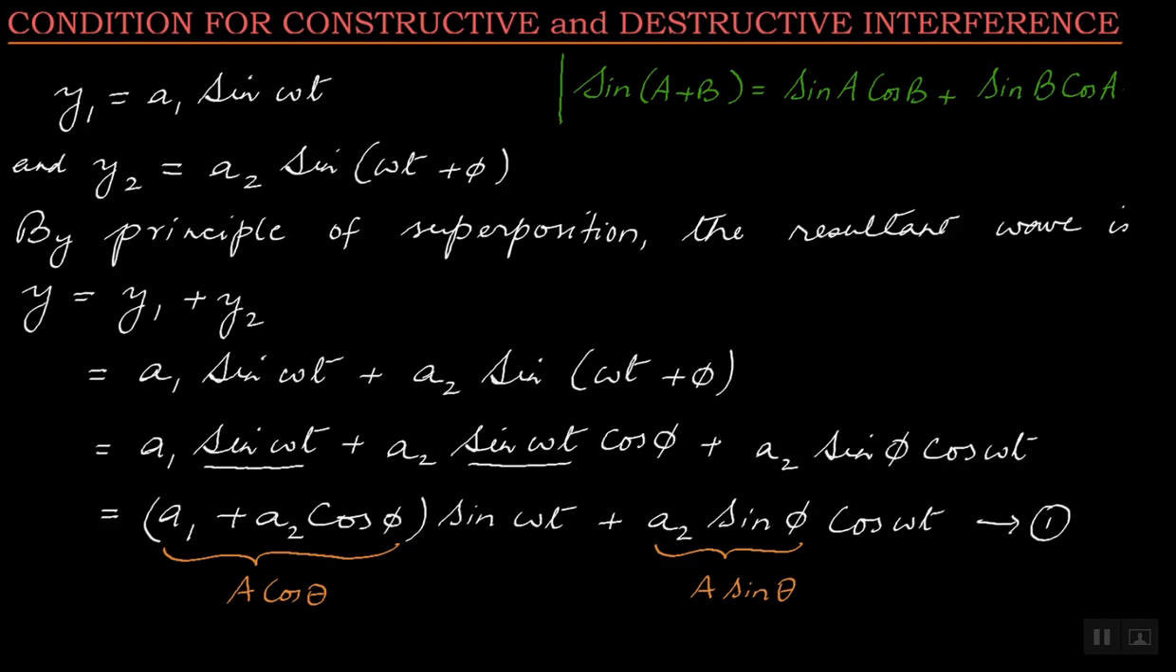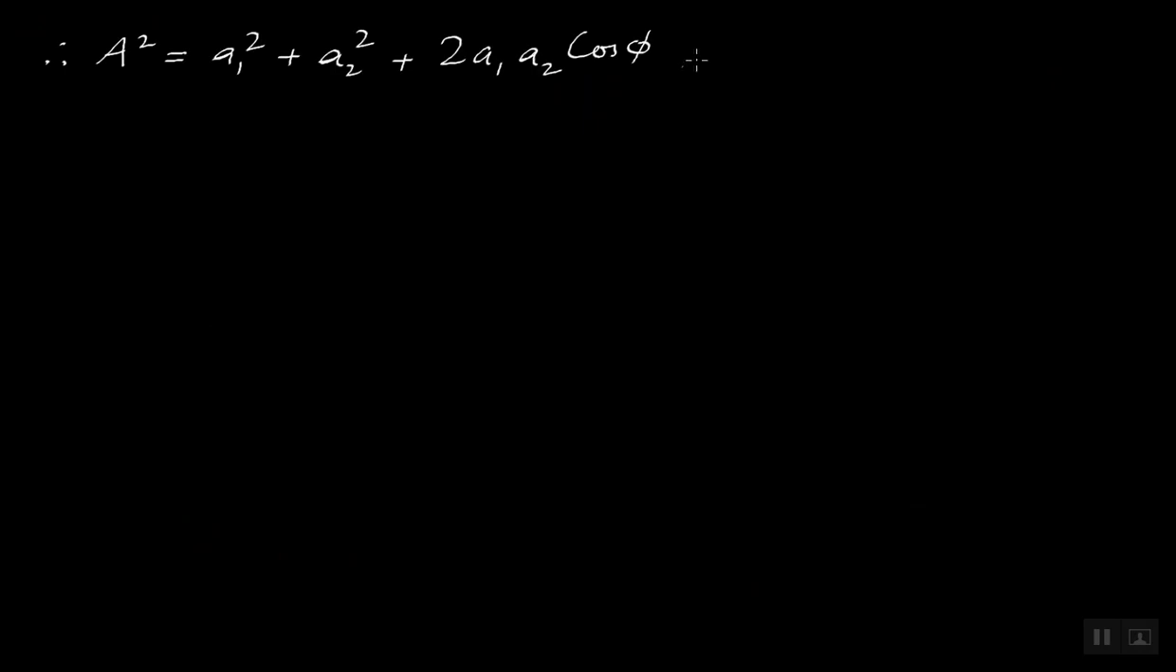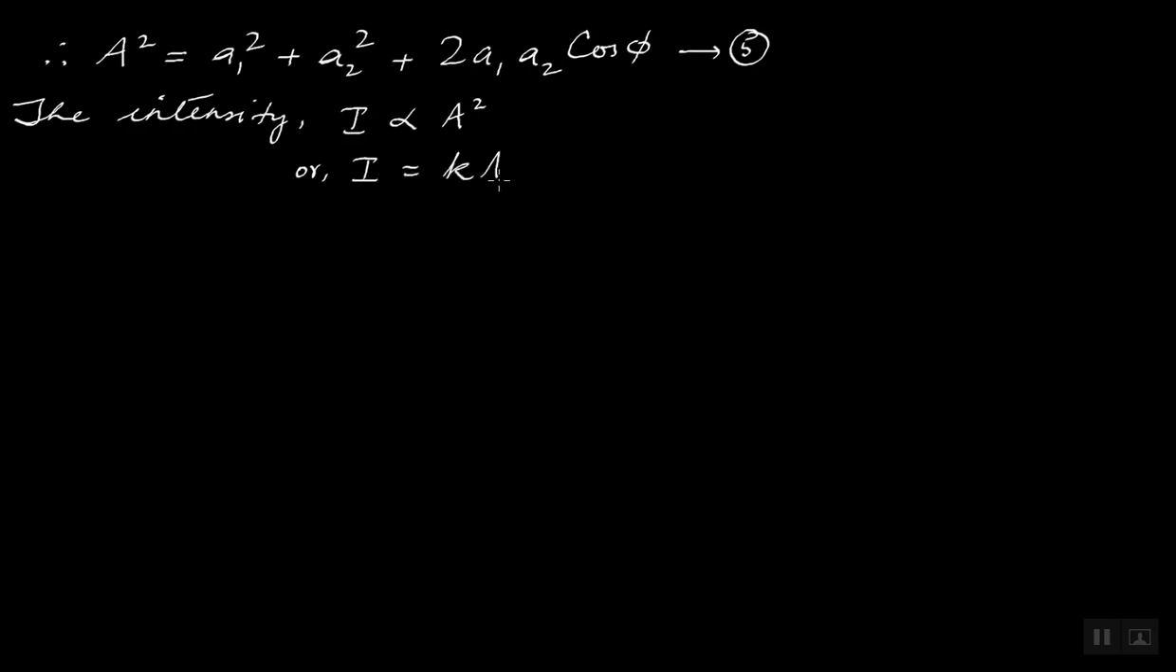Let's call this some equation. Was it equation 4, the last equation? That is equation 1. Equation 4, so this will be equation 5. Call this equation 5. Okay, so that is what I told you in the beginning, that we are interested in finding the value of a square. Why? Because once we get a square, then we can find the intensity. The intensity I is directly proportional to a square, or we can write I is equal to k a square.